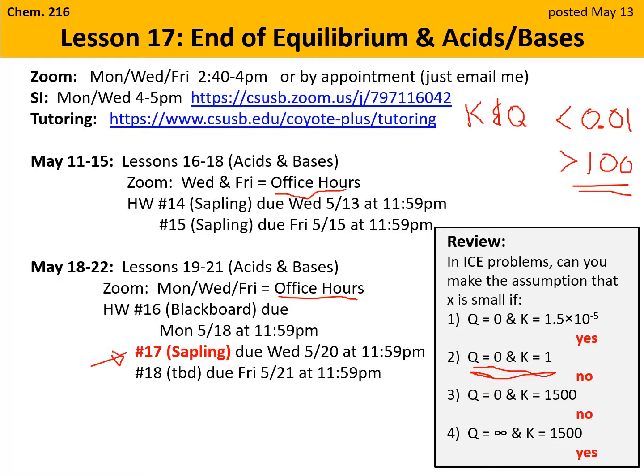All right, one thing, notice how, hey, I'm only shifting from Q equals 0 to 1. Isn't that a small shift? But remember, Q and K are always products over reactants. So if I have a Q of 0, that means my products are equal to 0. Now, if K is equal to 1, what that means is that my products must equal reactants. So I'm going from a point where I have no product to a point where I have equal amount of product and reactant. That's a big shift. That's why we can't use the assumption.